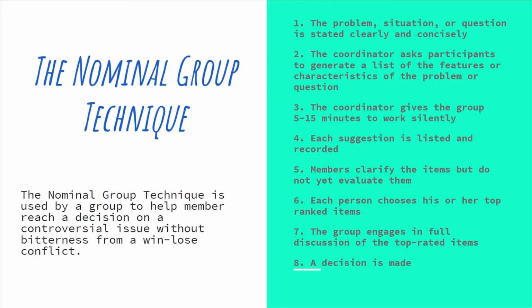The fifth step, members clarify the items but do not yet evaluate them. The group discusses each item on the list, but only to clarify or elaborate on it. Any member may ask what a particular item means, but arguing, criticizing, and disagreeing are not permitted during step 5.